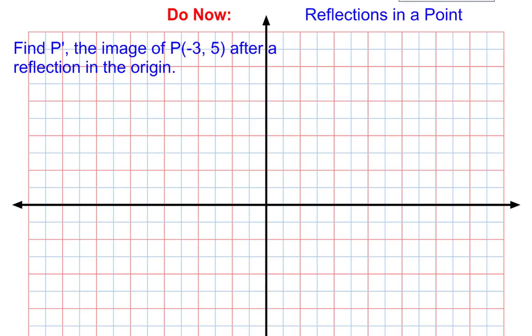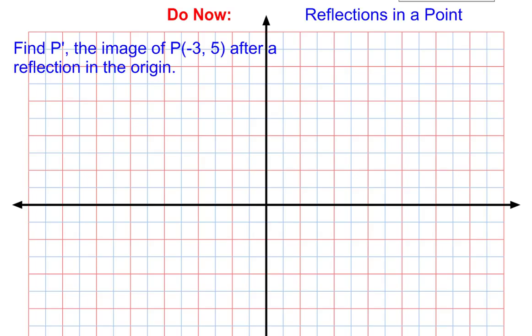Okay, why don't you try one yourself? Find P prime, the image of P (-3, 5) after a reflection in the origin. Put your player on pause, try to do this on your own, and see how far you get, and then hit play to resume. Okay, so the image of P (-3, 5), let's count what that is.